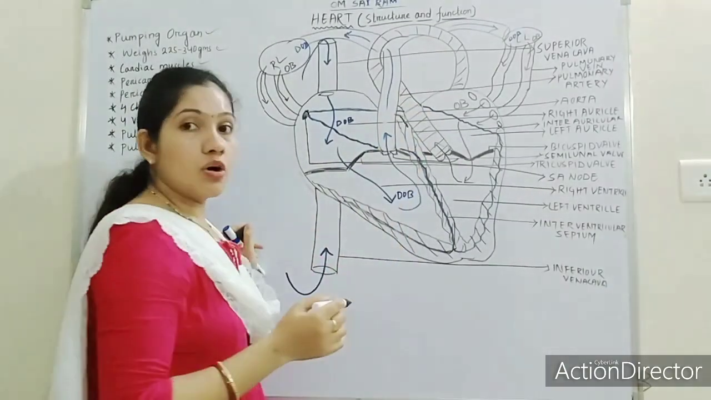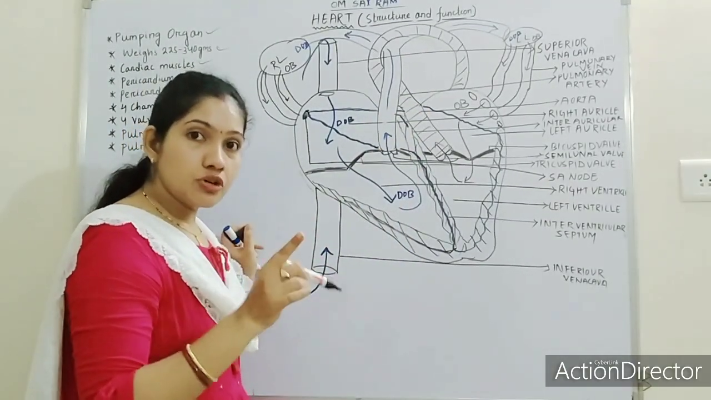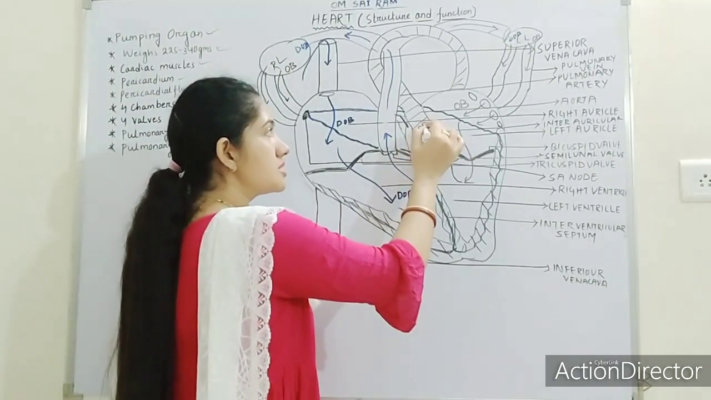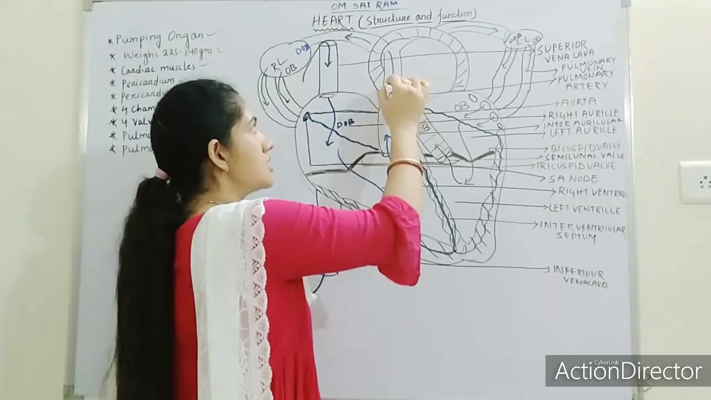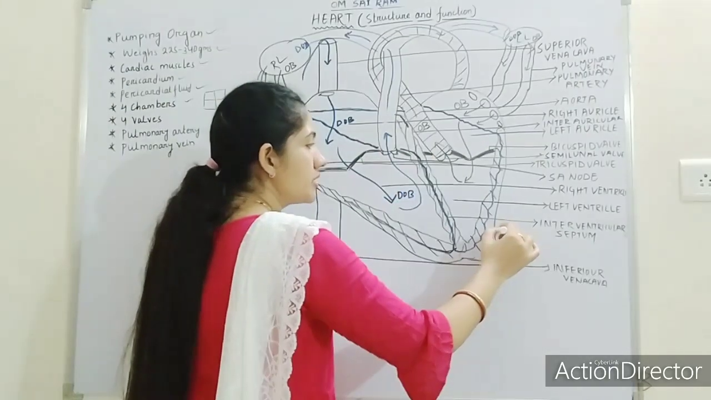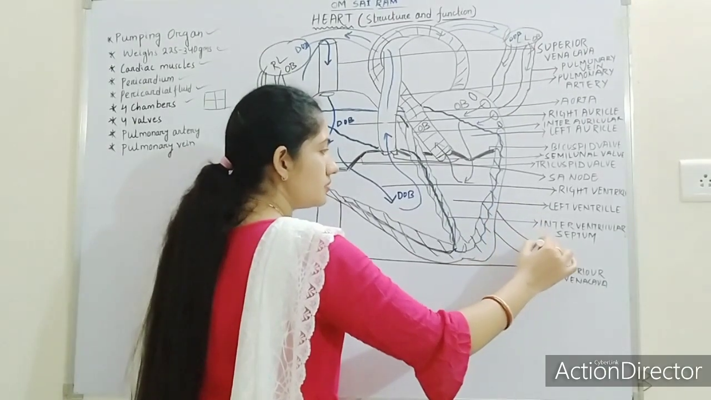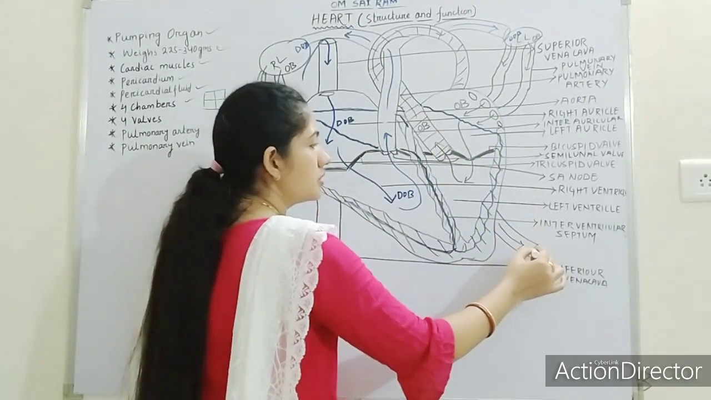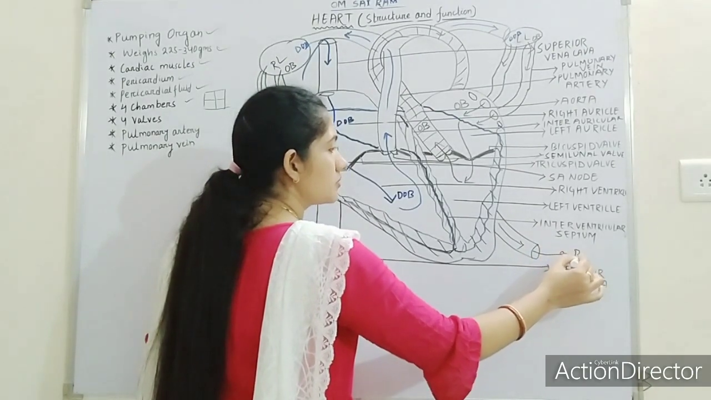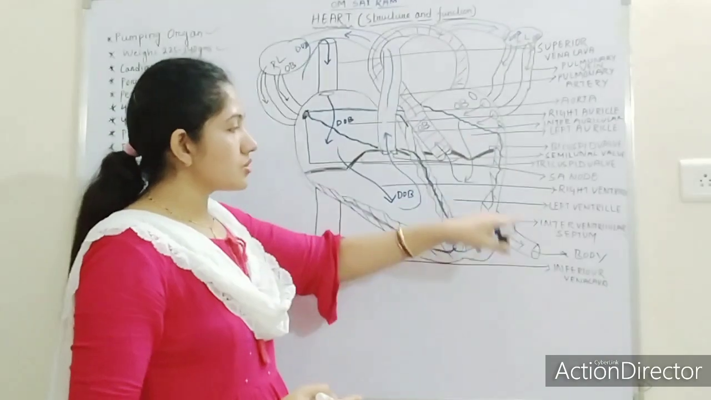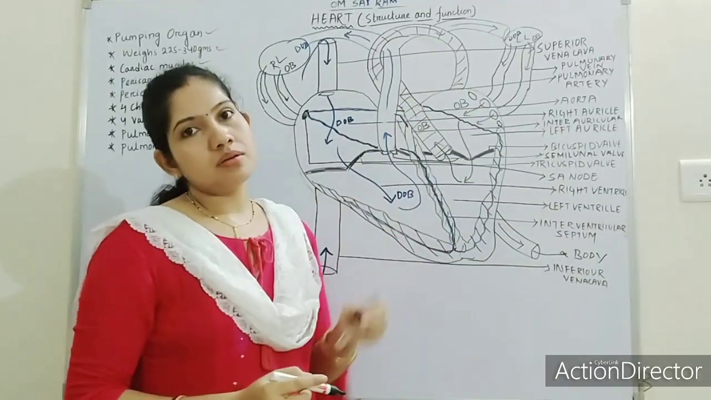Now, as I said, the aorta is the largest artery in the human body, and which blood is it carrying now? Oxygenated blood, which is purified in the lungs, and this aorta will send the oxygenated blood to the body.